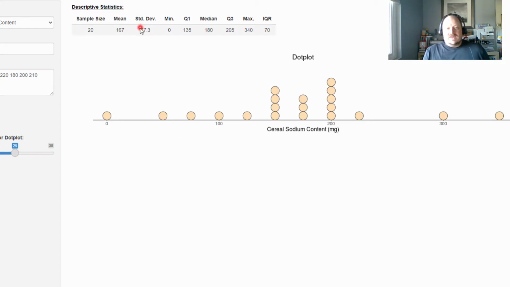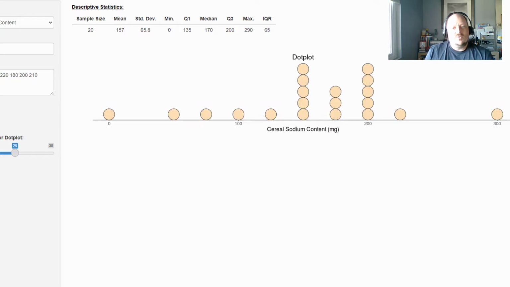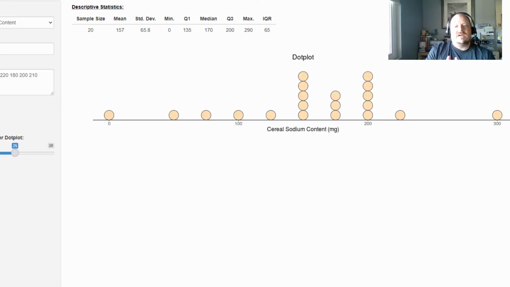Okay, so what happens if one of these outside points, maybe it was a typo, this one up here that was a 340, if I go back and I make it a 140, what do you think is going to happen to the standard deviation? Let's see. Make it a 140. I hope you said that it would go down, because we're taking something that is quite a ways away from the mean and bringing it back very close to the mean.